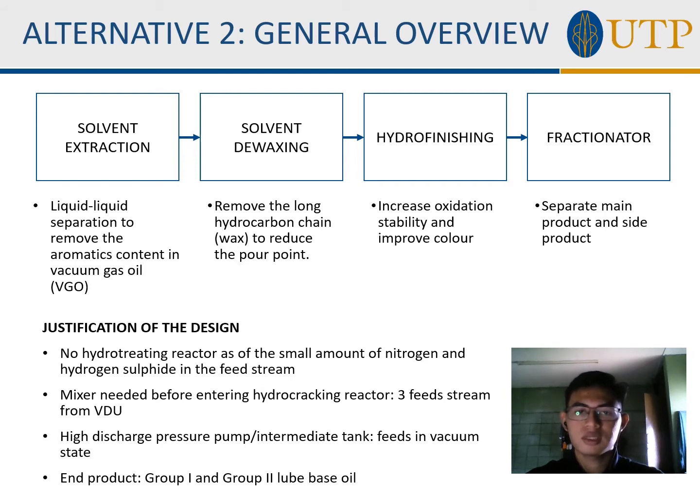The justification of the design, as in alternative 1, there will be no hydrotreating reactor because the feed can be considered as sweet crude as it contains small amount of nitrogen and sulfur. Next, a mixer is needed before the hydrocracker to mix the feed homogeneously, and a high discharge pump is also needed as the feed pressure is in vacuum. This alternative can only produce one Group 1 and Group 2 base oil.